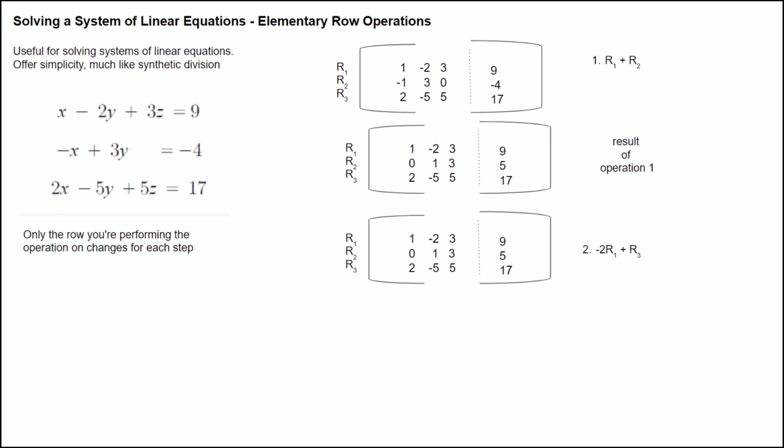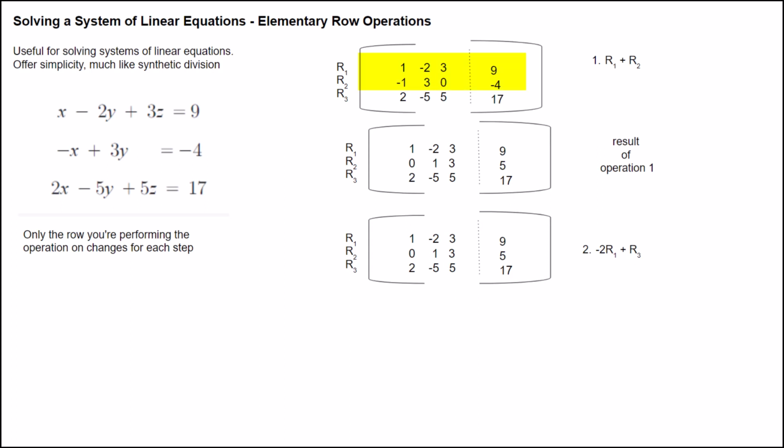We can use the following method to solve the system of variables and equations. First, we note that only the row you're performing the operation on changes for each step. So in the case of the first step, we say r1 plus r2. Since the last term is the one you're performing the operation on, that is row 2, only that would change. So for example here, we say r1 plus r2.